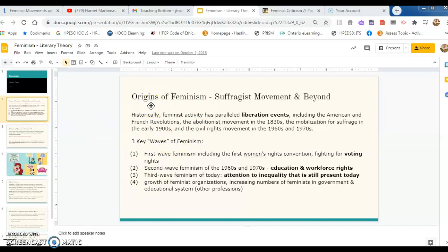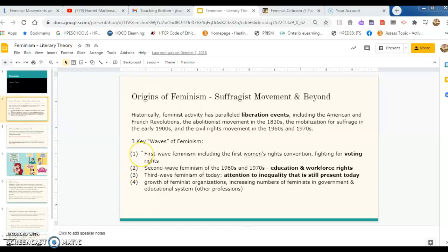One of the key things that you need to know about feminism is the idea that women were denied the same rights as men in society. And that created an inequality between them. What we see down below is that in many of the studies of the fight for women's rights, there were three key waves as to what women were fighting for.